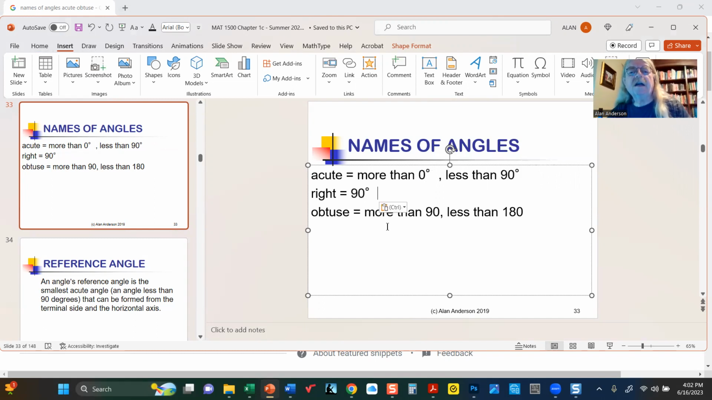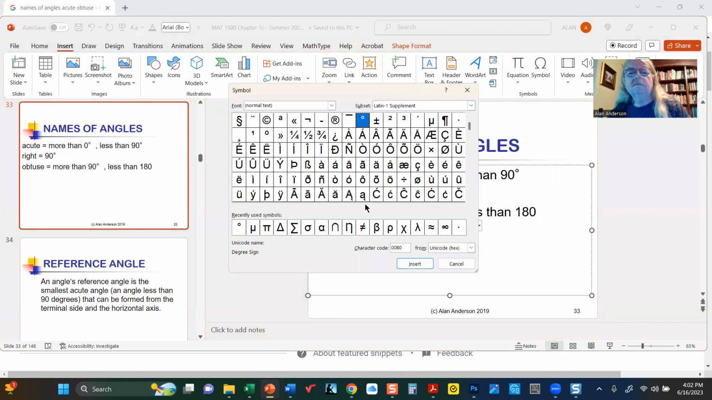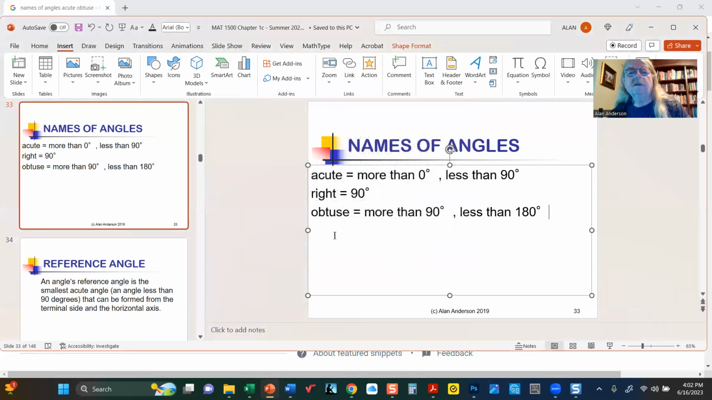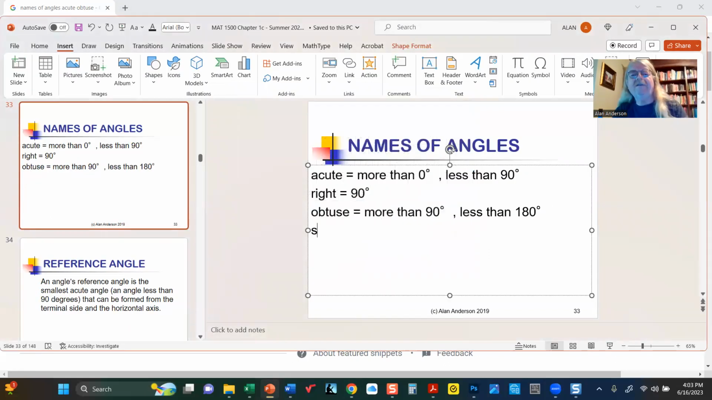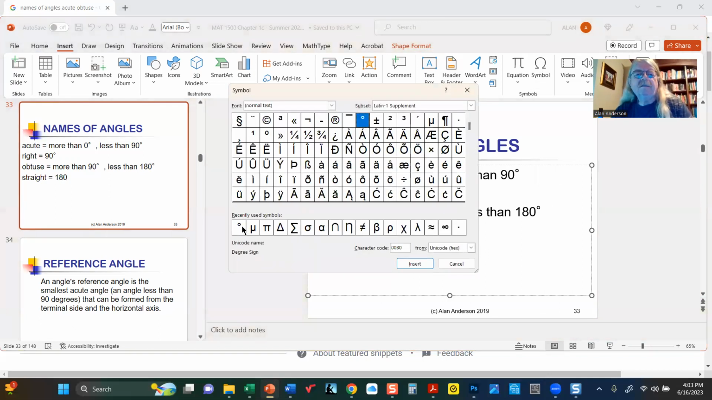The right angle, of course, is 90. Obtuse is more than 90, less than 180. Okay, and then straight. I've never heard it called out, but all right. It makes sense because it means you're going exactly through two quadrants.